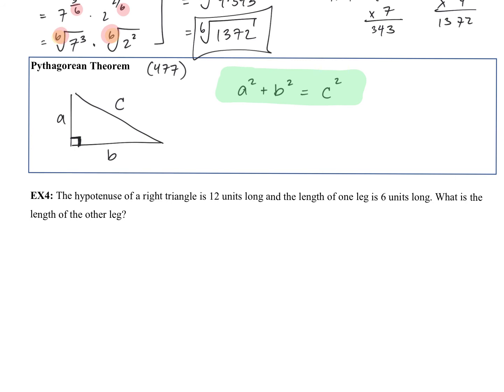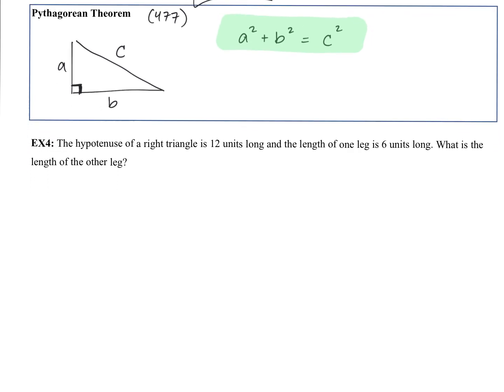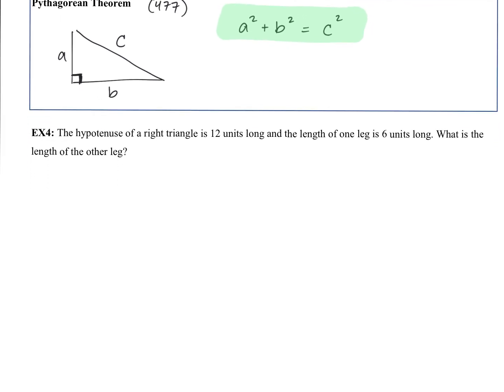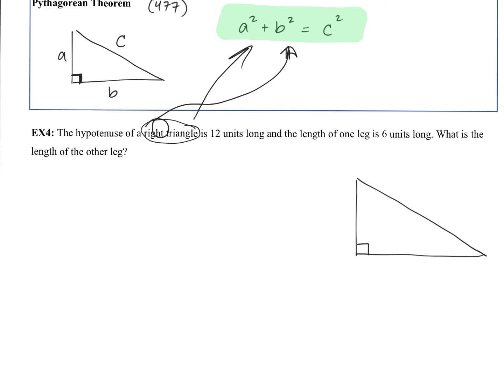Example 4. The hypotenuse of a right triangle is 12 units long, and the length of one leg is 6 units long. What is the length of the other leg? Well, all I hear are a bunch of words, so I'm going to draw a picture. I like art. It's what I was going to major in at one point. So let's draw a nice right triangle. Careful. It said right triangle, so I know I can use this theorem. If it doesn't say right triangle, you can't just assume you can use this equation, okay? So it needs to say right triangle.